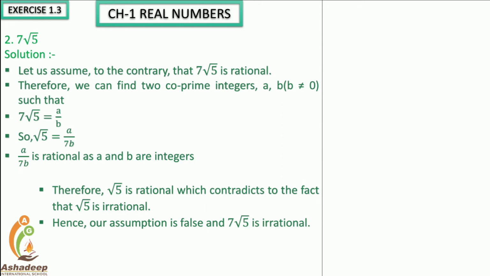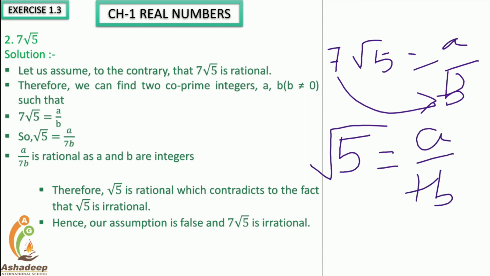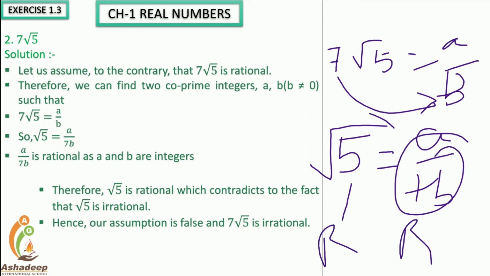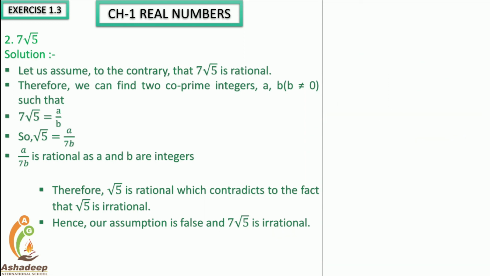Here we also do the same thing that we saw in the previous sum, that 7 square root of 5 is equal to a by b. 7 from the numerator goes into the denominator, therefore root 5 is equal to a by 7b, right? But this side is a rational number, so this side must be a rational number, but this contradicts the fact that root 5 is an irrational number. This contradiction has arisen because of our false assumption, and hence 7 root 5 is an irrational number, right?